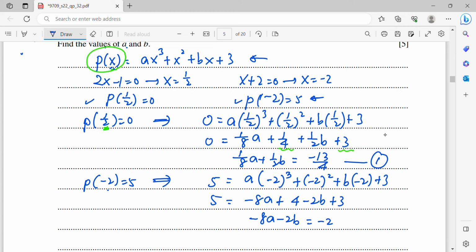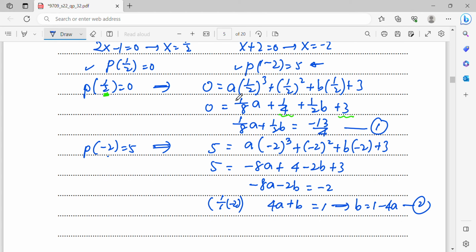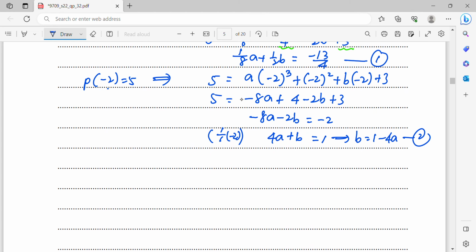From here, I can get my b. First of all, I divide by minus 2, then it will be easier. So I get positive 4a plus b equals 1. Hence, I can get my b. My b is 1 minus 4a. This is my second equation. Now I'm going to substitute the second equation into the first equation.